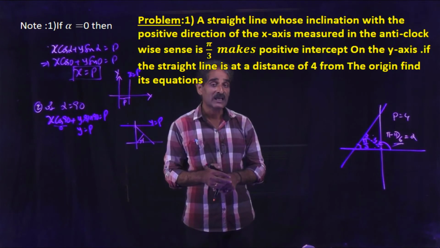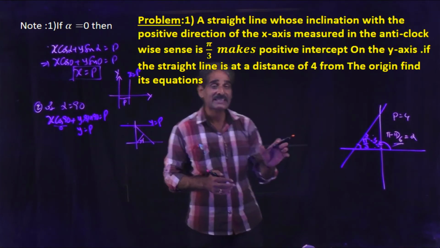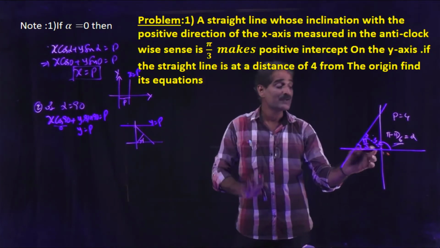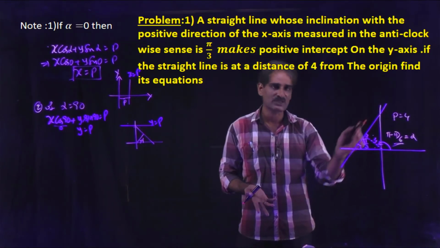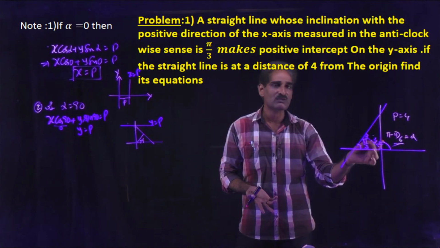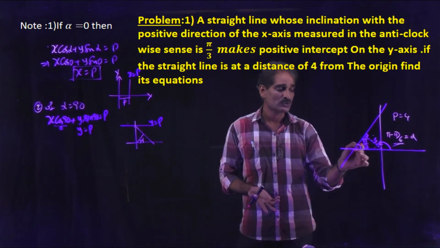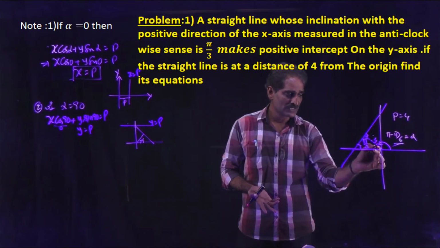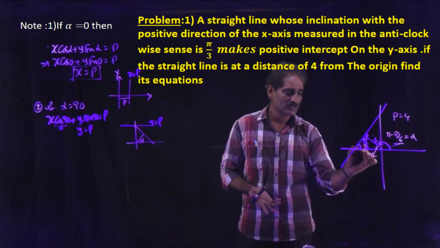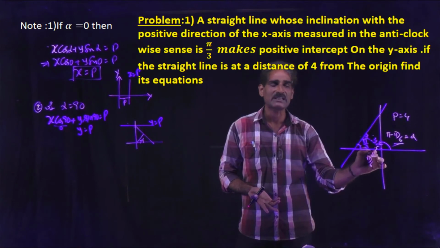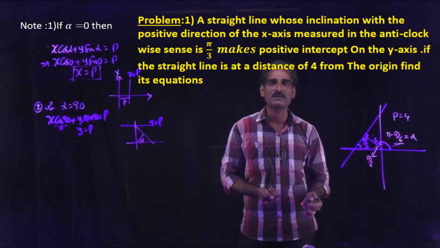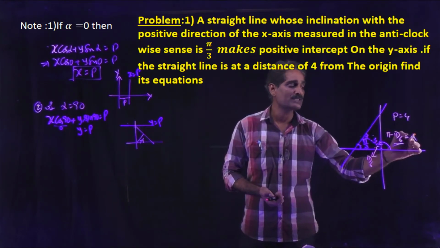Here in normal form, alpha is the angle made by the normal with the positive direction of x-axis. Clearly this is the normal. In this case, we have to find this one. This is the angle alpha. So from this figure, you can write this angle. What is the angle? Pi by 3, 90, pi by 6. The total angle is 180, so the remaining angle is pi minus pi by 6, that is equal to 5 pi by 6.